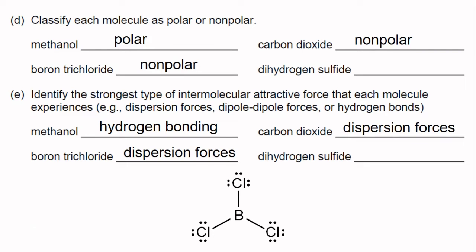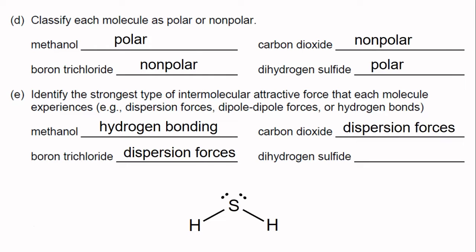Finally, we have our bent molecule, H2S. It is polar because of the bent shape. Those two polar bonds would not cancel each other out, but unfortunately it does not have hydrogen bonding. So therefore we have to consider it would be dipole-dipole forces. Remember, the hydrogen would have to be directly attached to either a nitrogen, oxygen, or fluorine to experience hydrogen bonding.